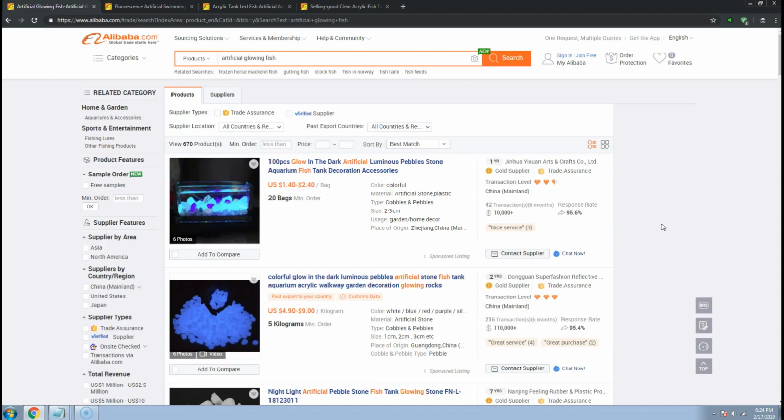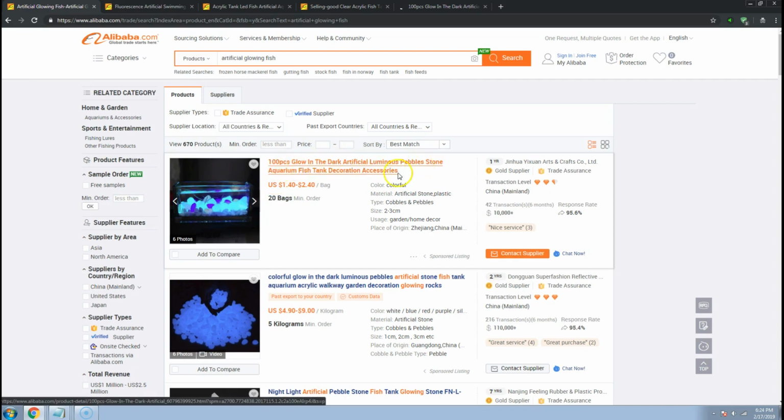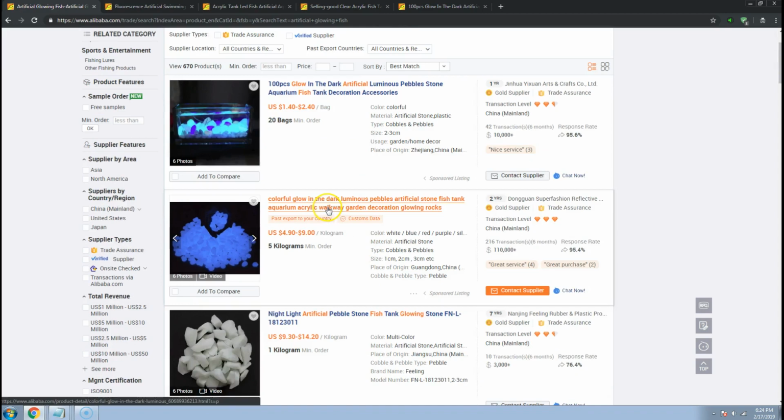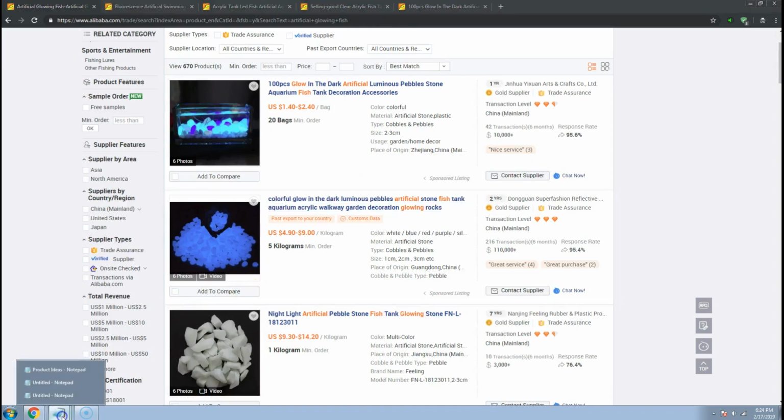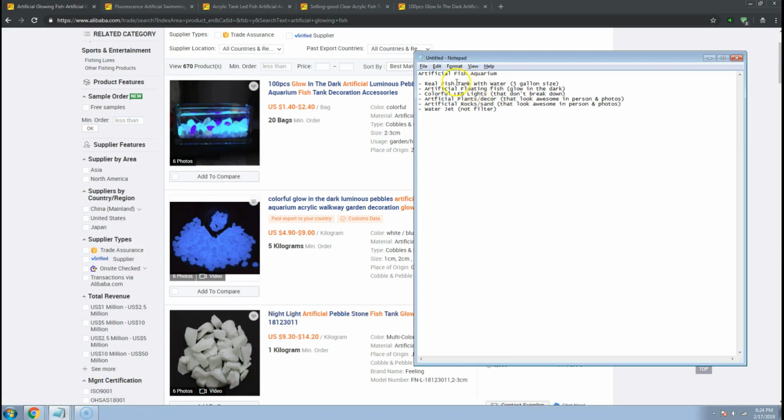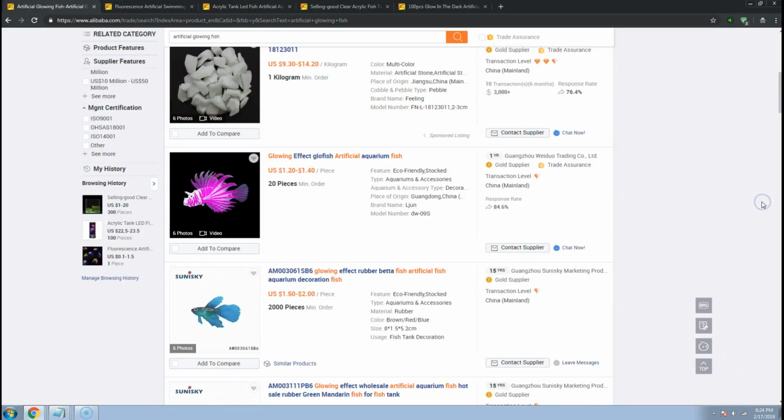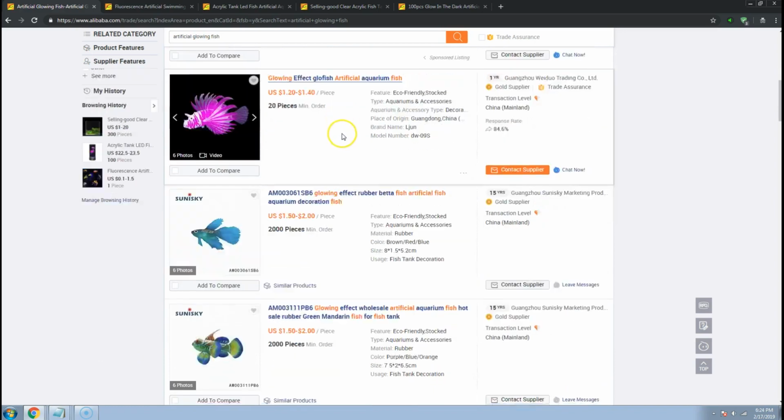Okay, yeah, so we have a lot of, so pebble, 100 pieces of glow-in-the-dark artificial luminous pebble stone. Artificial fish tank decoration accessories. Okay, so that's another piece of what we're looking for, right? So we're looking for the floating fish, tackled that, got the sand, or the rocks.